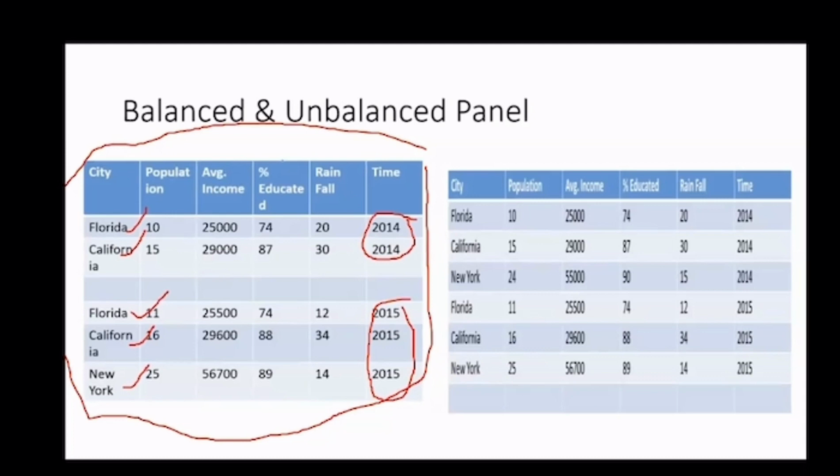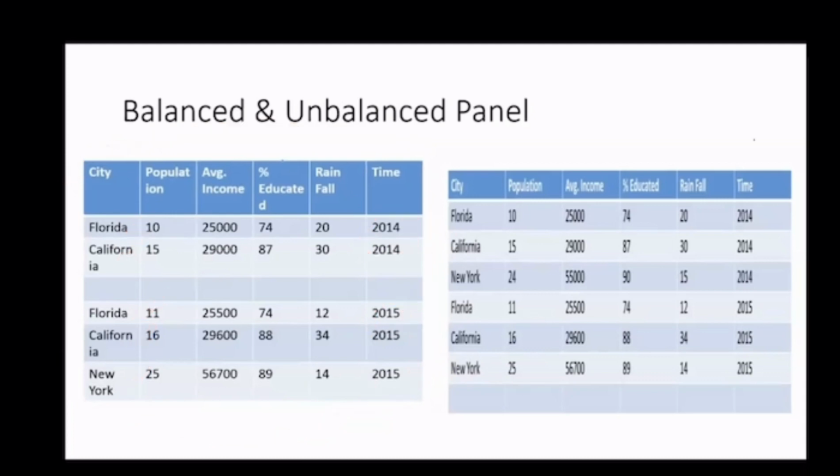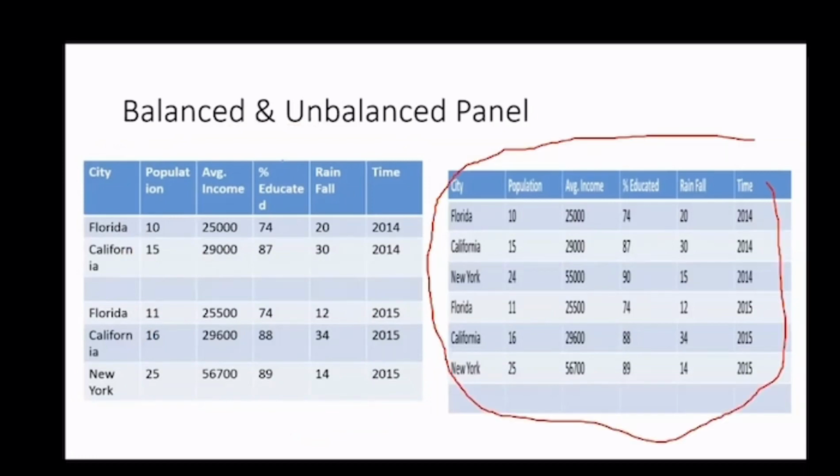Want to go into the balanced one? Take a look at this now. We've got information about Florida, California, New York in 2014. We also get information about them in 2015. That is an example of balanced panel data.